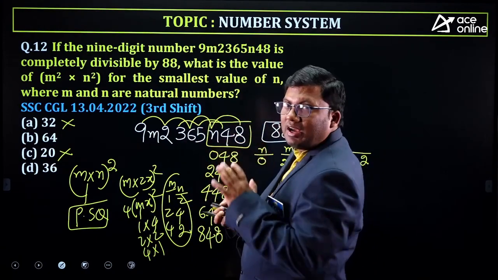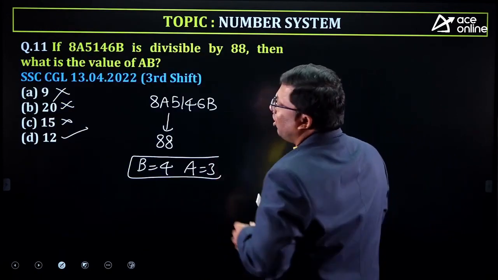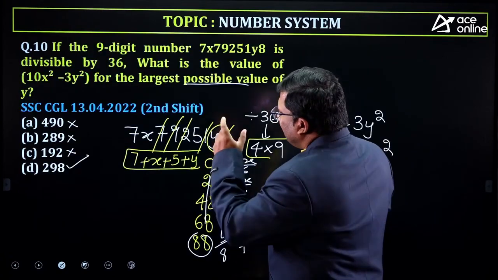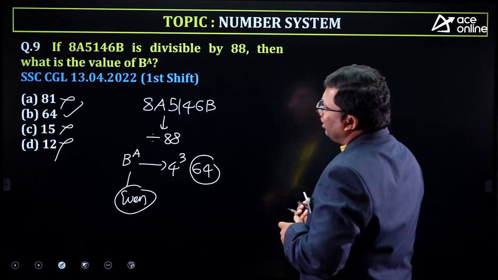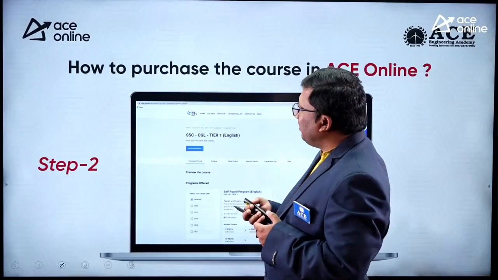Question number 12, how to solve? I hope the idea is clear. Question number 11, we already did the same question. We found out the values of A and B. 36 is 4 into 9. This is where we found out the values of A and B, right?